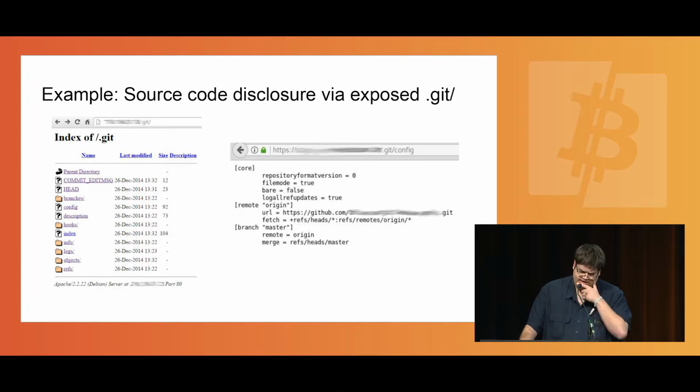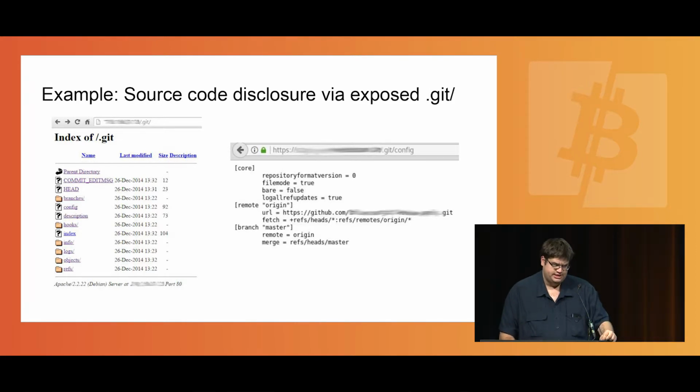If the web server has indexes enabled, you'll see something like on the left of the screen. And if it doesn't, you can still guess file names because Git always uses the same file names. Then you can download the whole repository and view the source code of the website that you're attacking.